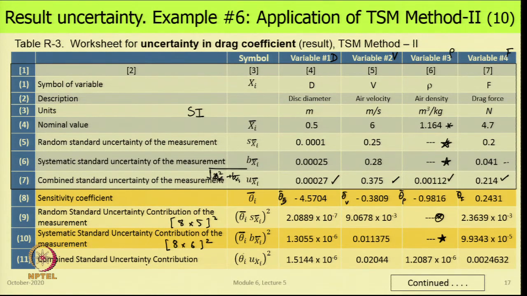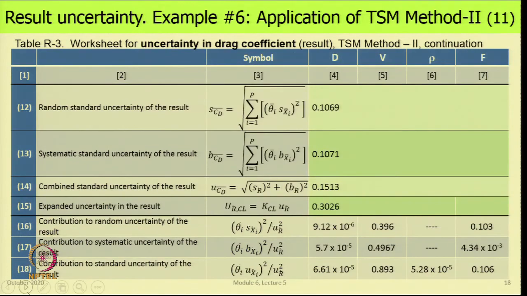And finally, combined standard uncertainty contribution, which is theta bar into u x I bar, whole thing squared. So here we are multiplying row 8 by row 7, taking a square, and listing the numbers over there. So this is one part of the table done. We can continue now and do the remaining part of this table.